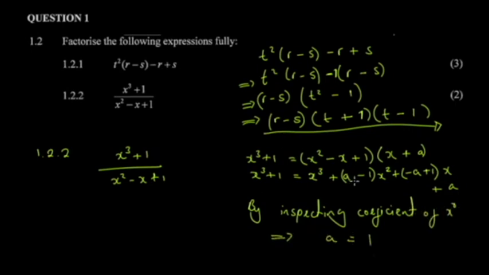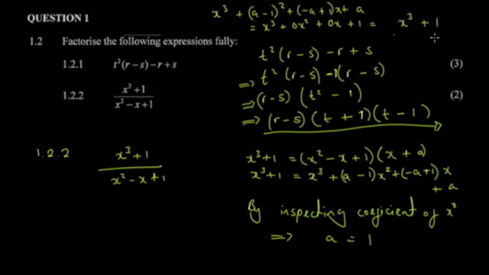When you put 1 here, the x squared term disappears. Let me show you. You have x cubed plus a minus 1, then plus negative a plus 1, then plus a. Substituting a, you get x cubed, then 1 minus 1 gives 0, so plus 0x squared. Here you also get 0 again: minus 1 plus 1 gives 0, so plus 0x, then plus 1. You get x cubed plus 1.